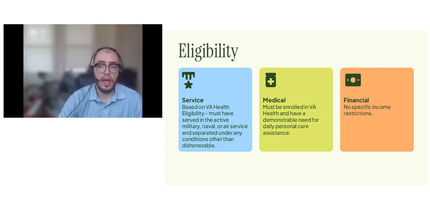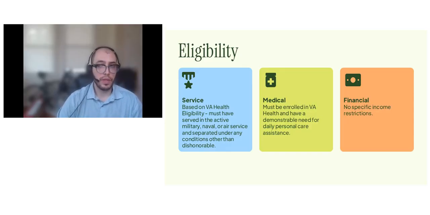So how is someone eligible for this program? Well, this program is almost entirely a needs-based program. So of course, someone must have general VA health eligibility. So they must have served in active military, naval, or air service, and separated under any conditions other than dishonorable. And they need to have enrolled in their VA medical help. So sometimes veterans don't quite know where to go, what to do for that. We will get into that later.